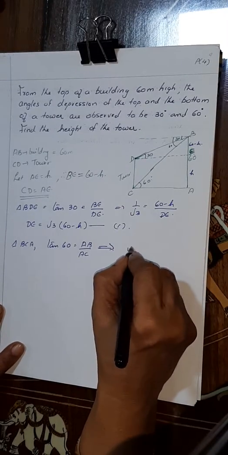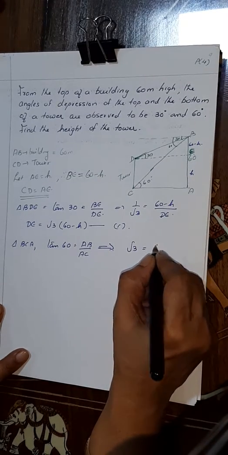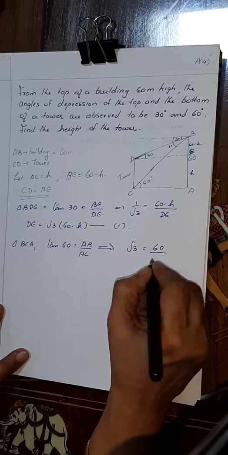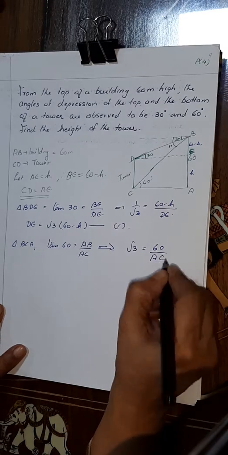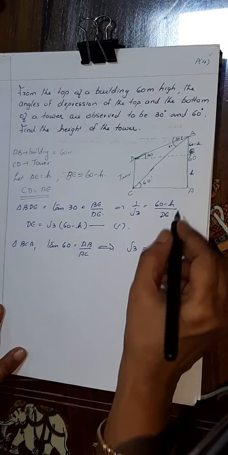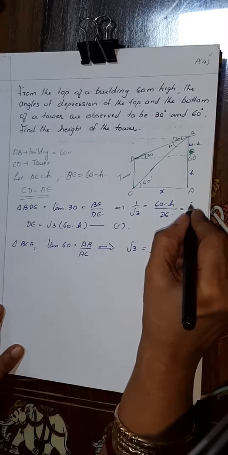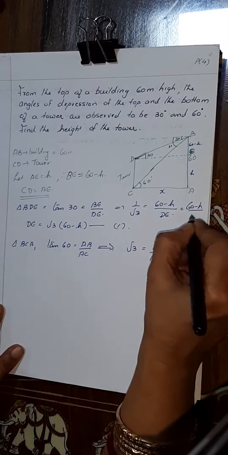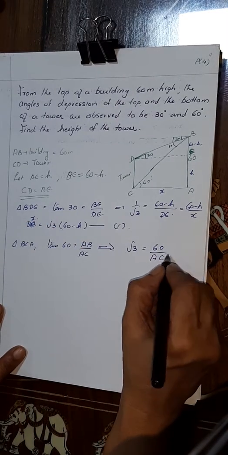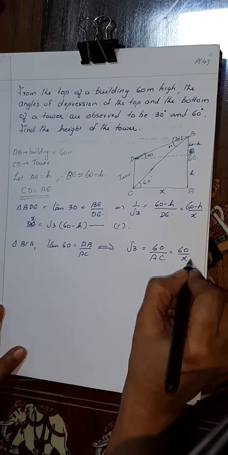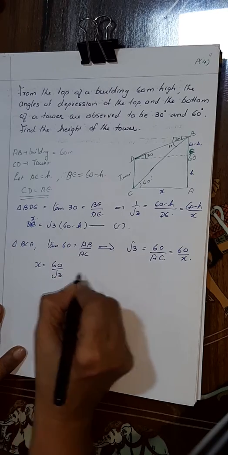So, tan 60, which is root 3, is equal to AB, which is 60 we know, by AC. AC and DE are the same, so we will put this as x. So, root 3 is equal to (60 minus h) by x. So, AC we will put as 60 by x. So, x is equal to 60 by root 3. So, this is equation 2.